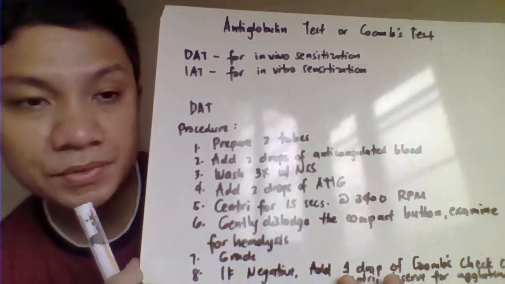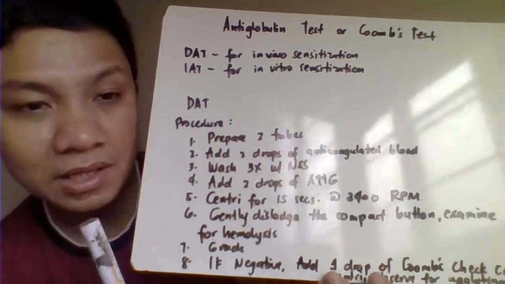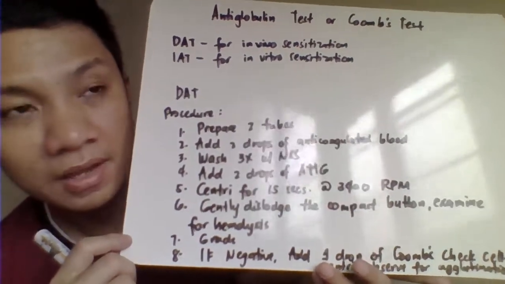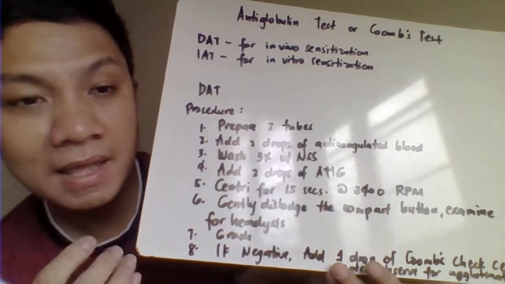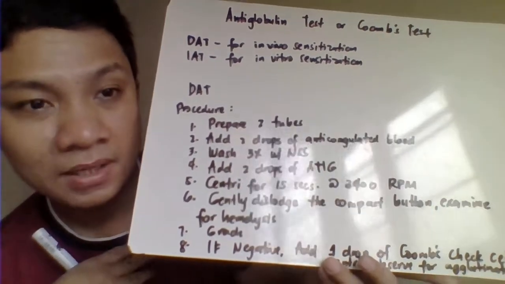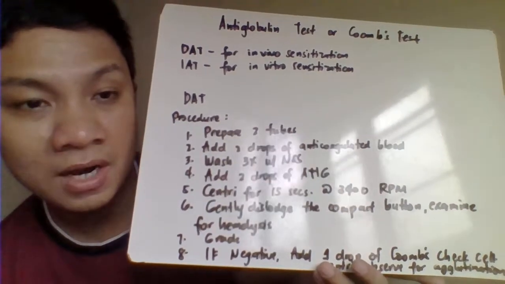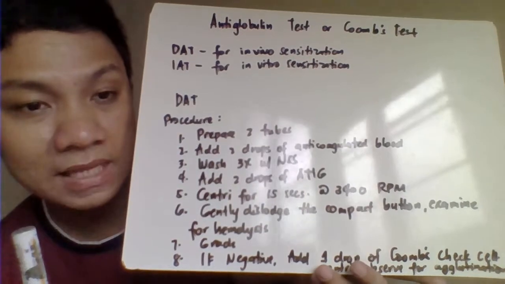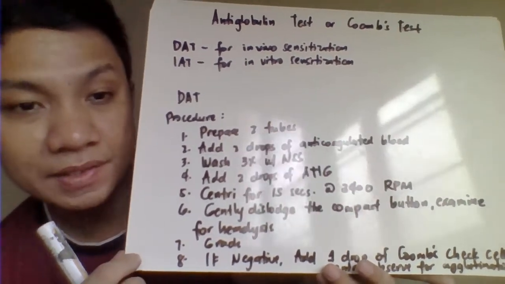So we have here the procedure for your direct antiglobulin test. Direct antiglobulin test would detect again the in vivo sensitization. Nagkaroon siya ng in vivo sensitization is because here the patient has an antibody sa kanyang katawan. Then for example, you try to transfuse a blood. Ang blood ni donor, ang RBC membrane niya may antigen corresponding to the patient's antibody. So that would result here to the in vivo sensitization.